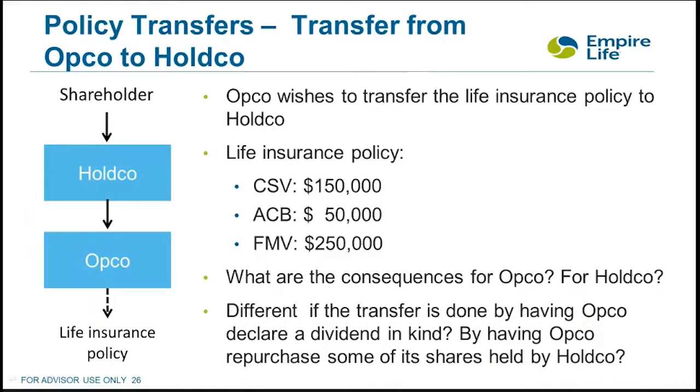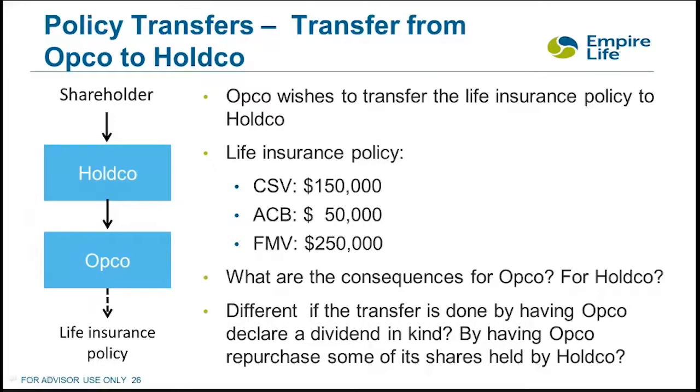A shareholder owns all the outstanding shares of the corporation, holdco in this example, which in turn owns all the outstanding shares of another corporation, OPCO, which in turn owns the life insurance policy on the life of the shareholder. For business and estate planning reasons, OPCO wishes to transfer the life insurance policy to holdco. The life insurance policy has a cash surrender value of $150,000, ACB of $50,000, and fair market value of $250,000, just like we saw before. No consideration is being paid by holdco regarding the transfer of the policy.